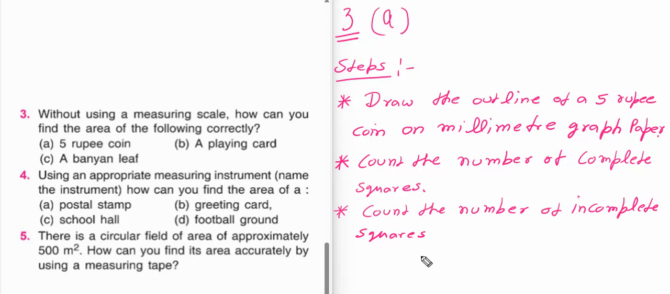Now, and also we have counted the number of incomplete squares. Now divide by 2. Because they are incomplete, they will be divided by 2.